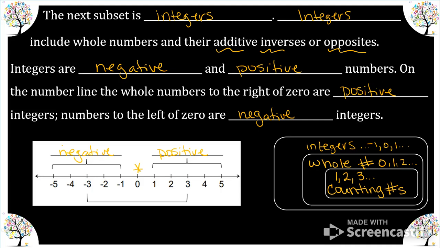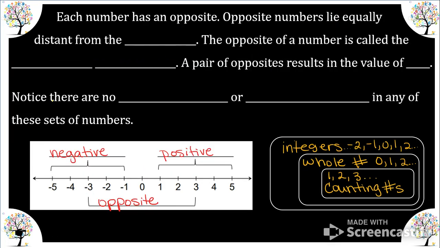So counting numbers and whole numbers are also integers. Now, once we add in the negatives, the integers include the negatives. Each number has an opposite. Opposite numbers lie equally distant from the origin, which is the number 0. You can see here is the origin, and if we have -3 and +3, these are opposites of each other. They are equally distant to 0, 3 units away.